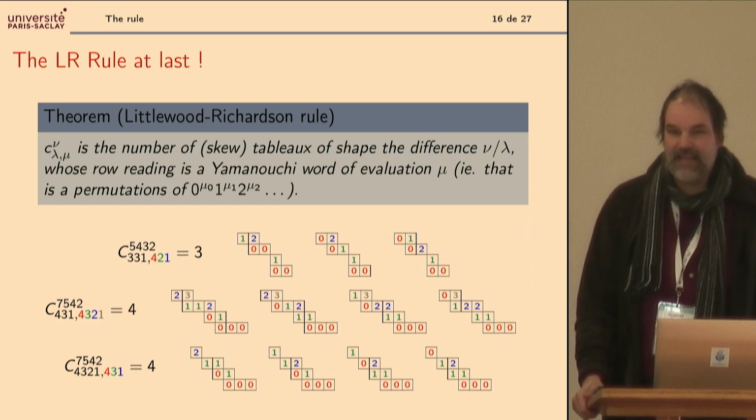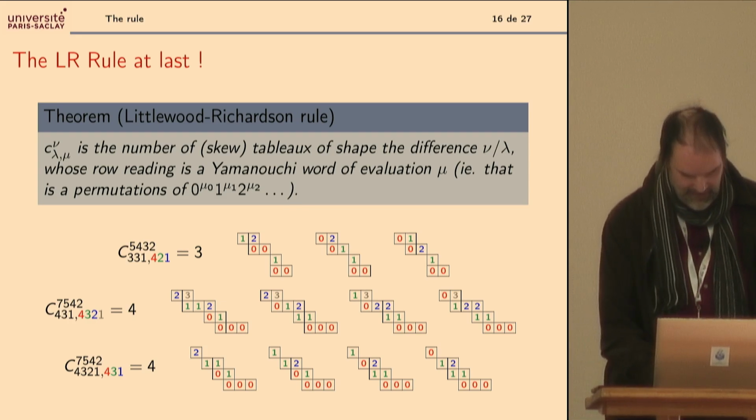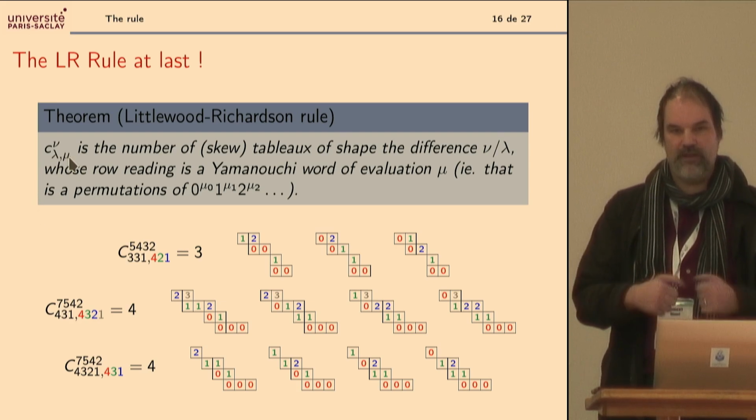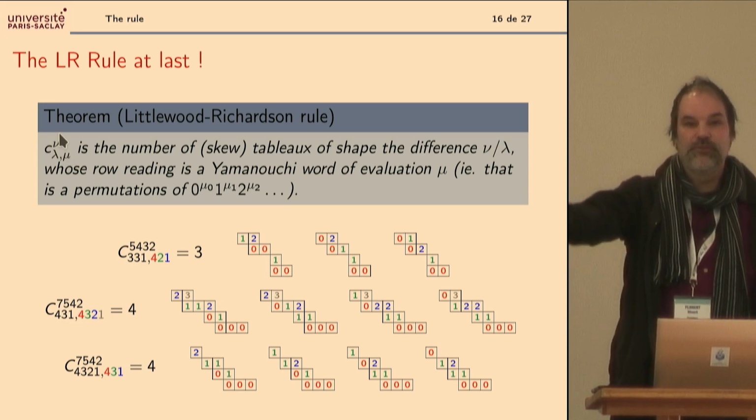Okay, so that's how you compute the Littlewood-Richardson coefficients. So you have 2 partitions, which are the 2 polynomials you're trying to multiply, and one at the top, which is the result.